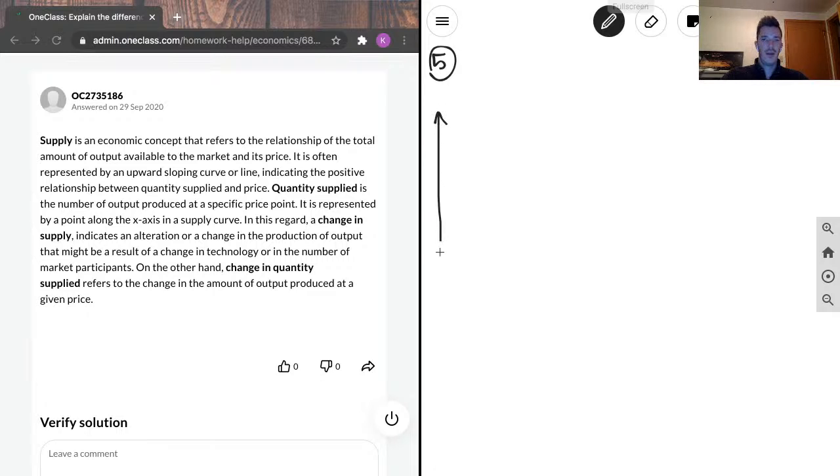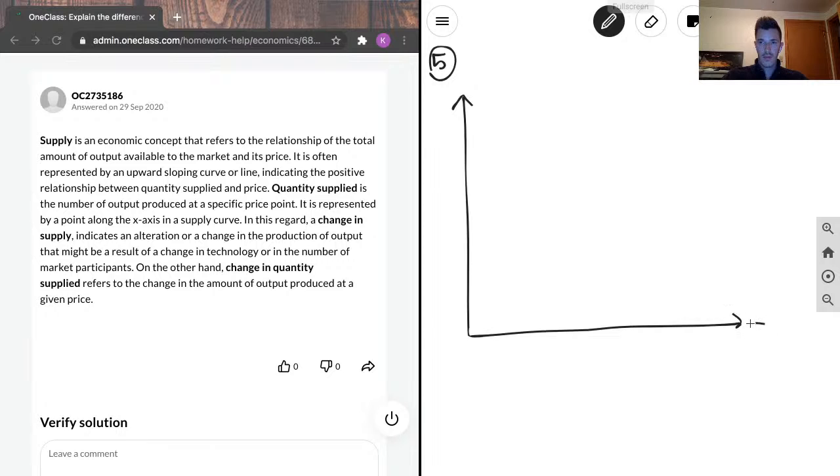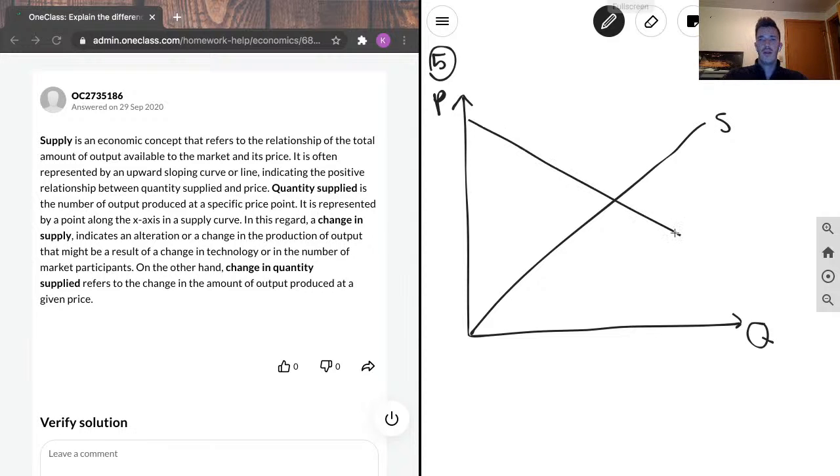I think a good way to illustrate it is with the supply and demand graph. So as always, we will draw Q on the x-axis, quantity, and P on the y-axis for price. Supply slopes upwards and demand slopes downwards. And the point where they meet, we call the equilibrium or the market price.